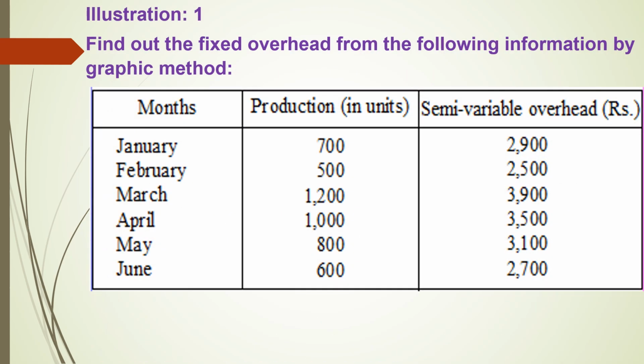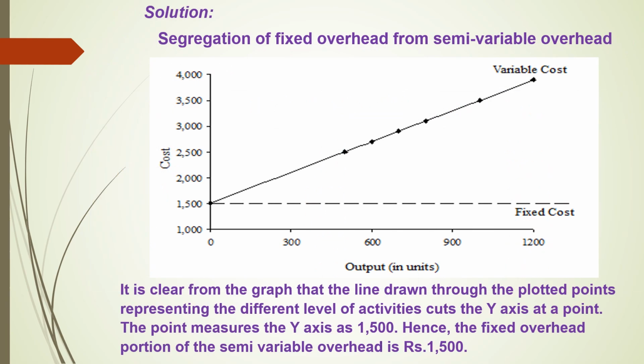Illustration 1. Find out the fixed overhead from the following information by graphic method. Solution. Segregation of fixed overhead from semi-variable overhead. The graph is presented here. It is clear from the graph that the line drawn through the plotted points representing the different levels of activities cuts the y-axis at a point. The point measured on the y-axis is 1,500. Hence, the fixed overhead portion of the semi-variable overhead is 1,500 rupees.